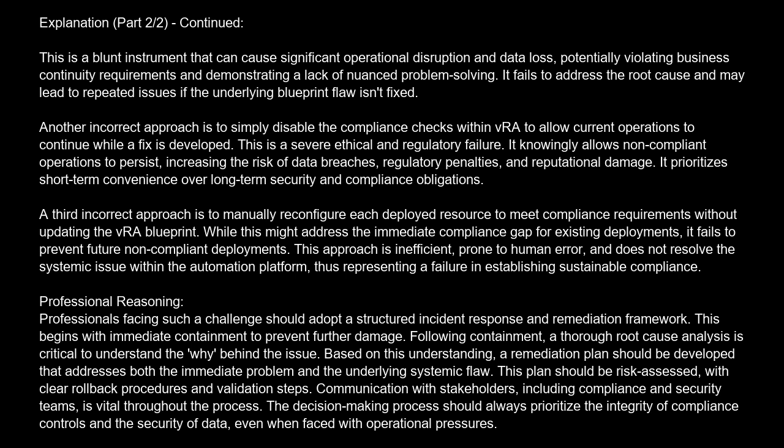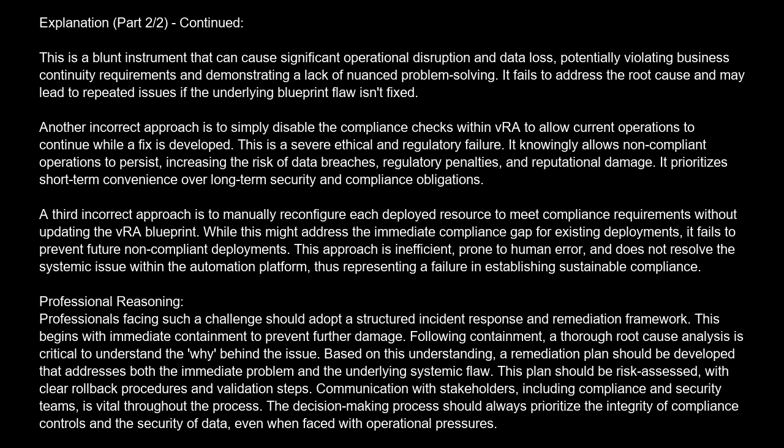A third incorrect approach is to manually reconfigure each deployed resource to meet compliance requirements without updating the vRealize blueprint. While this might address the immediate compliance gap for existing deployments, it fails to prevent future non-compliant deployments. This approach is inefficient, prone to human error, and does not resolve the systemic issue within the automation platform, thus representing a failure in establishing sustainable compliance.